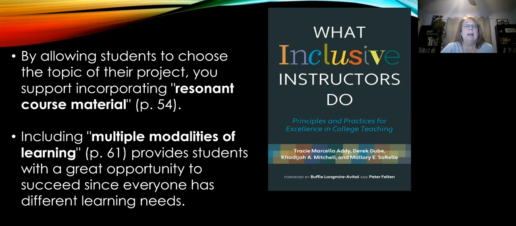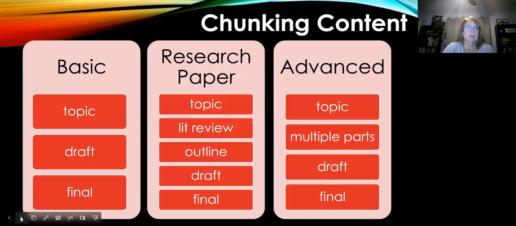So the first one is, by allowing students to choose the topic of the project, you support incorporating resonant course material. So what really rings true for these students makes the learning meaningful and it engages them. The second point is, including multiple modalities of learning provides students with a great opportunity to succeed, since everyone has different learning needs. I think that's an important thing to remember related to universal design for learning, and creating that backward design project that includes choices with it.